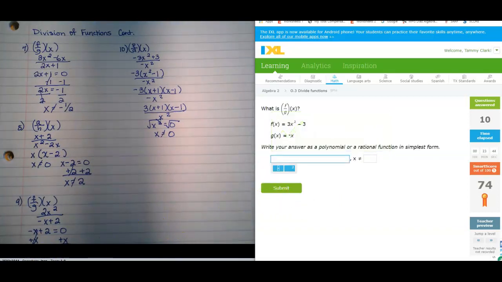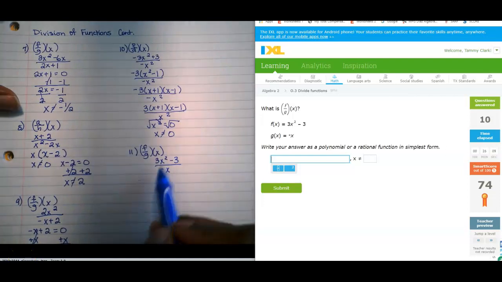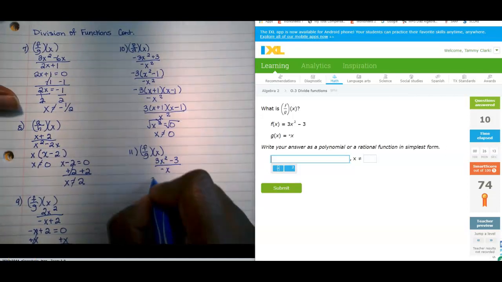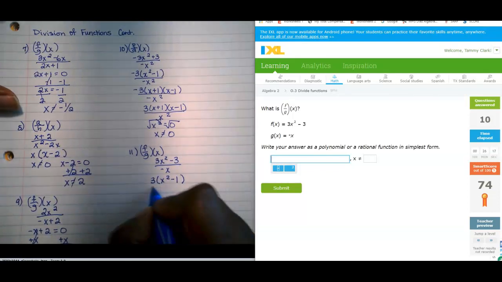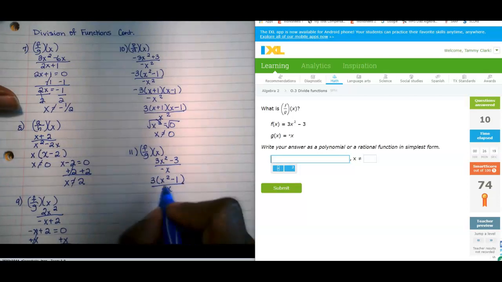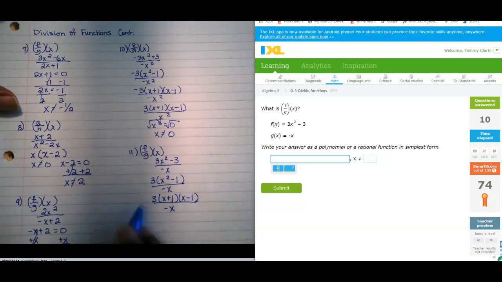Alright, here is our next question. I'm going to go ahead and pause this and write it down. Alright, again we have a GCF here in our f of x portion. It's 3x squared minus 3. So we're going to take out the 3. That leaves us with x squared minus 1 over negative x. Well, here we go with the difference of squares again. So this would be 3, x plus 1, x minus 1 over negative x. Well, there's no more simplification that can be done for that.